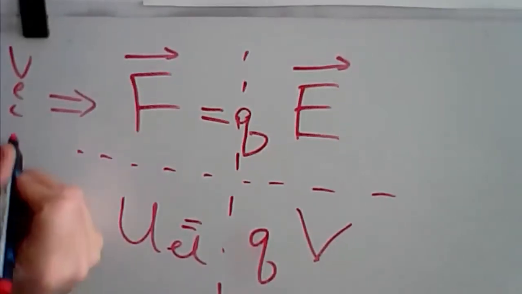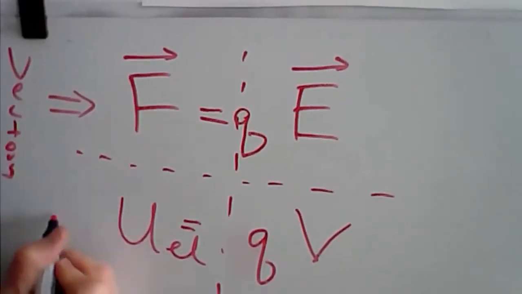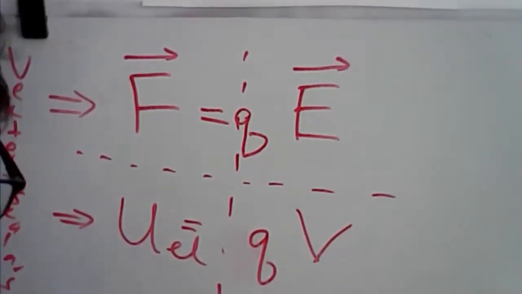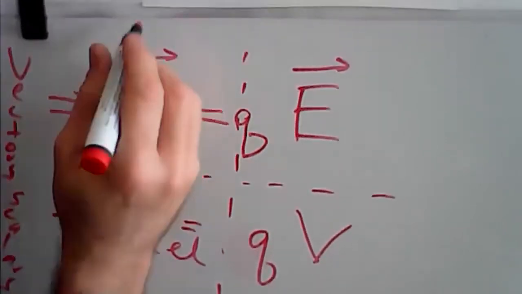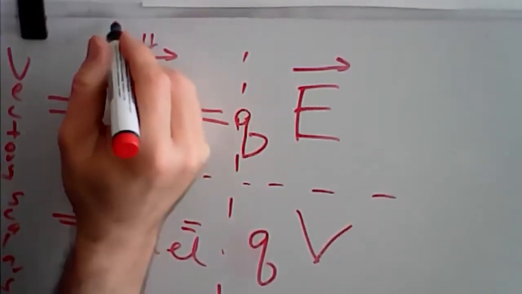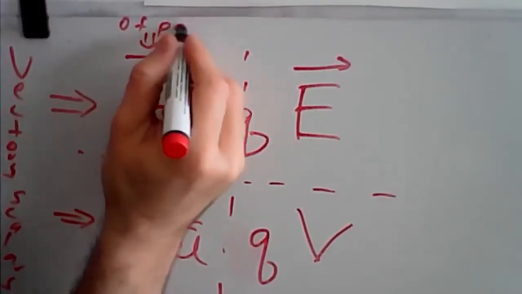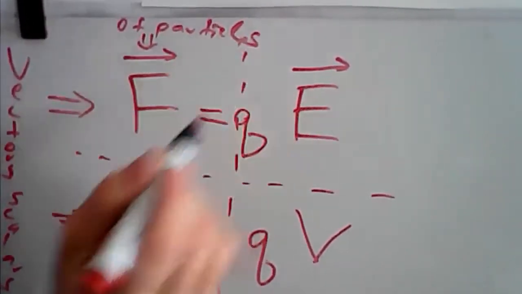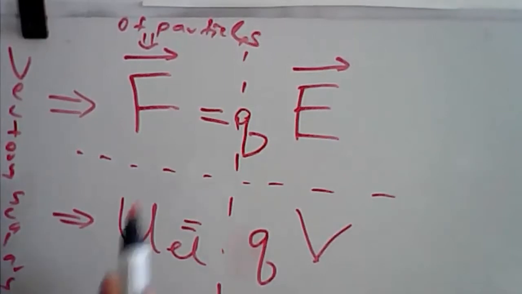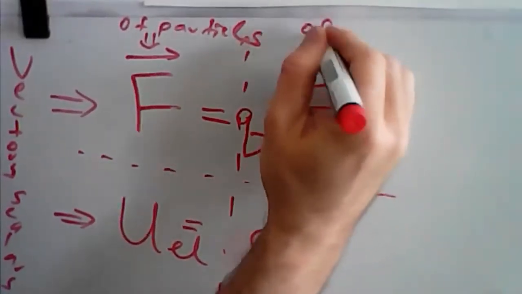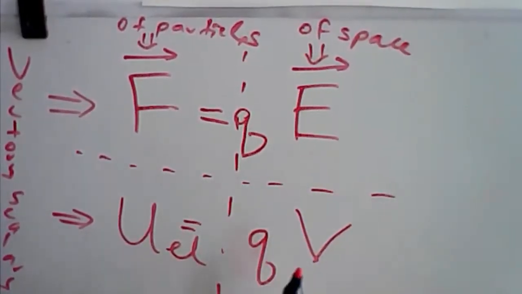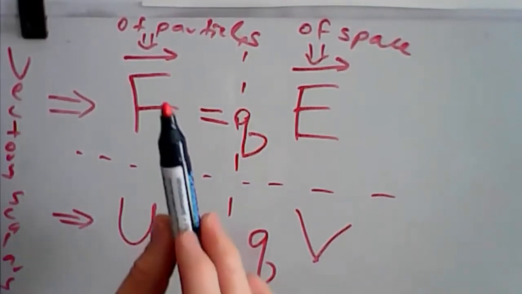There we go. So these are vectors. These are scalars. And then in these categories here, this is properties of particle, like how much force does a particle experience? How much energy do particles have? And these things are properties of space, meaning, what's the electric field at this point? What is the electric potential at this point? Does that make sense so far?